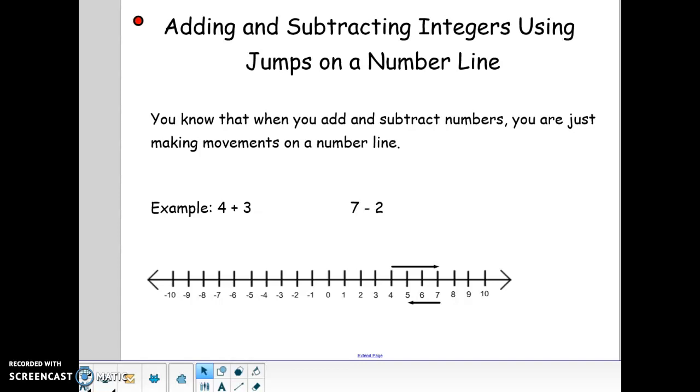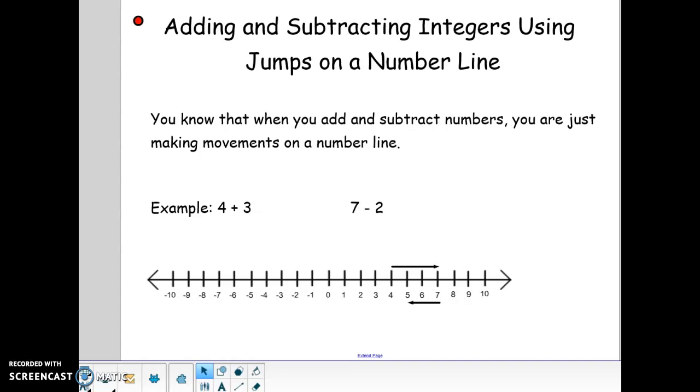Today we're going to start off with adding and subtracting, and we're just going to start off very basic, using jumps on a number line. This is kind of like what you learned in first grade when you were first learning how to add and subtract. Tomorrow we're going to dig in a little bit deeper on adding. On Wednesday we'll dig in deeper with subtracting, and then we'll finish up the week with multiplying and dividing integers. Okay? So we'll go ahead and get started with our lesson today.